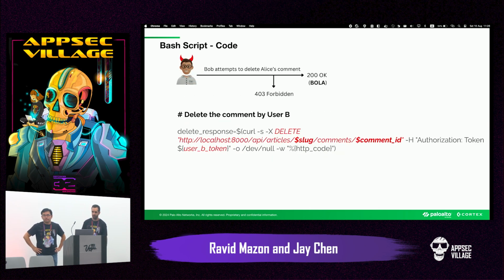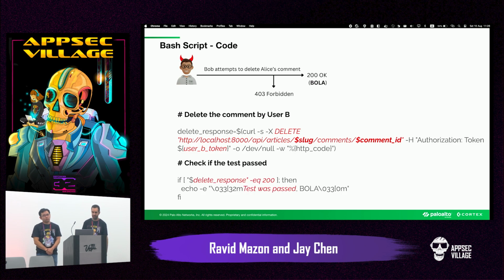And then finally, we have the PVE, the delete operation. You can see again that we use slug and comment ID that belong to Alice. And the main difference is that now we use the user B token. So now we can identify that this request is made by Bob and not Alice. And lastly, we will check if the test passed.